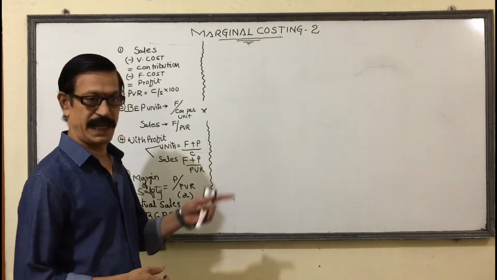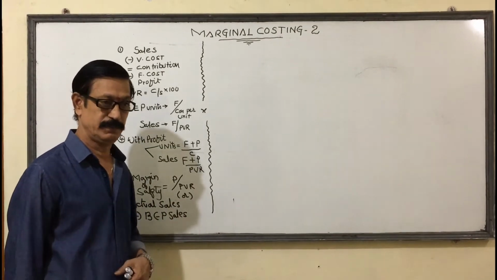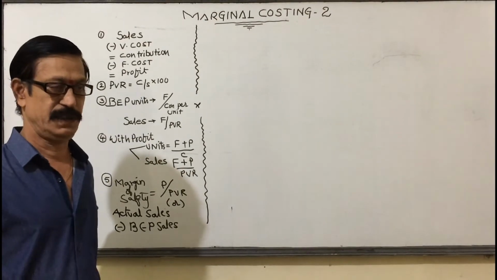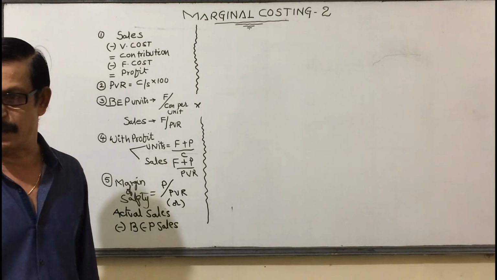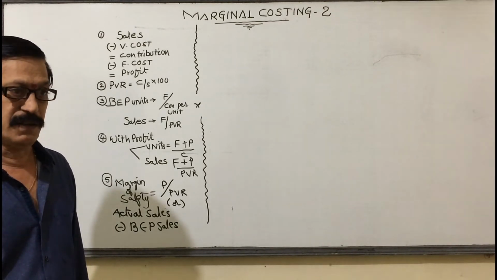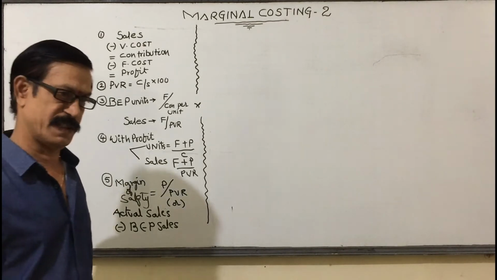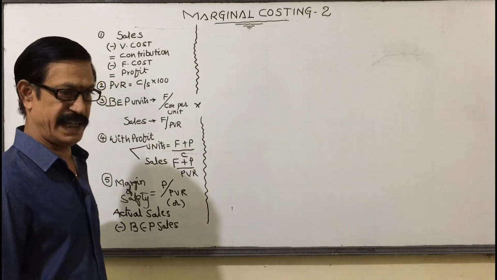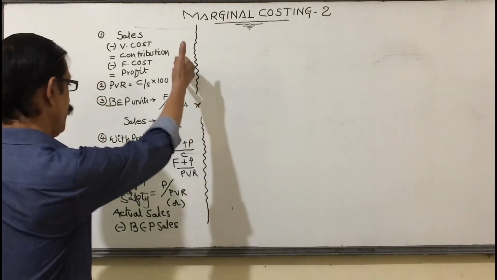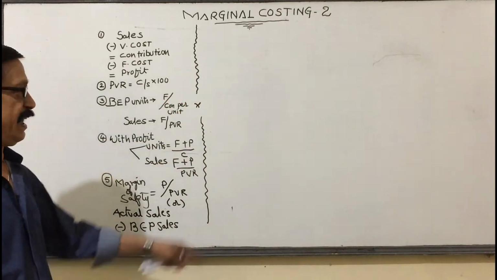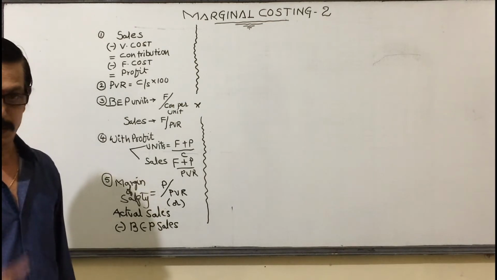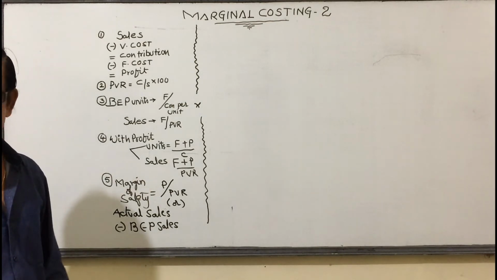Previously, I explained marginal costing technique: what is variable cost, fixed cost, what is marginal cost, and what are the formulas required for solving the problems. Right now, once again, I am going through the formulas, and then I will do certain problems also on marginal costing only. Okay, please all of you look here.